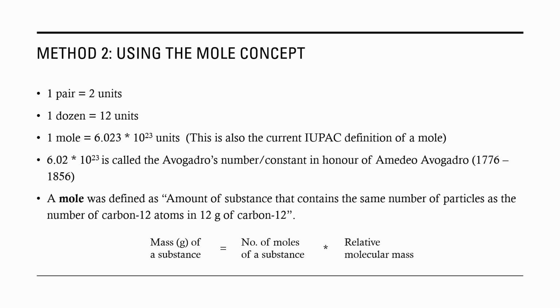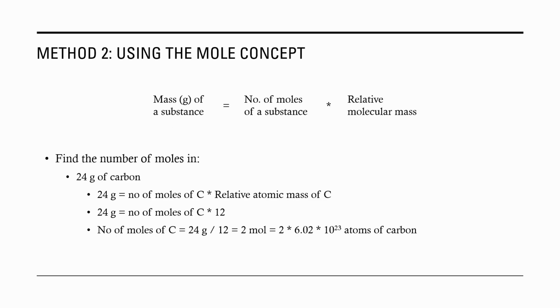So now let's use this relationship and try to work out a simple problem. Let's say we want to find the number of moles in 24 grams of carbon. So we know that this is what the relationship is. To find the number of moles, we should make the number of moles the subject, which means the number of moles will be equivalent to the mass in grams divided by the relative atomic or the relative molecular mass. In this case, that's 24 grams divided by the relative atomic mass of carbon, which is 12. So 24 divided by 12 is 2 moles, right? So there are 2 moles of carbon atoms in 24 grams of carbon. In terms of the number of atoms, that's 2 times 6.023 times 10 to the power of 23 atoms of carbon.